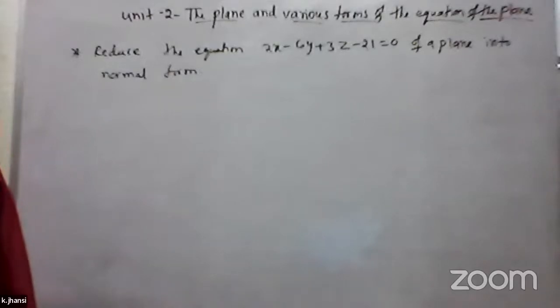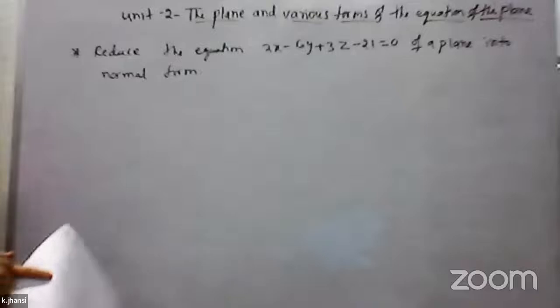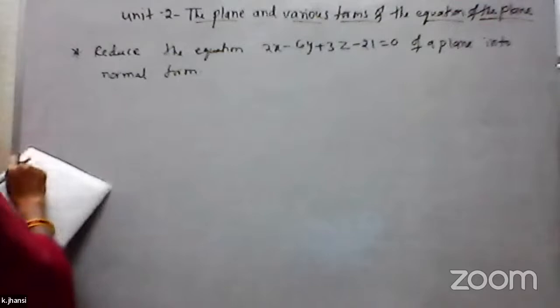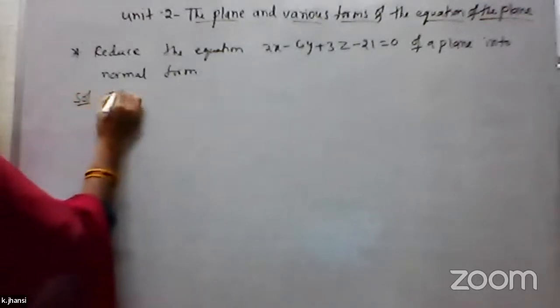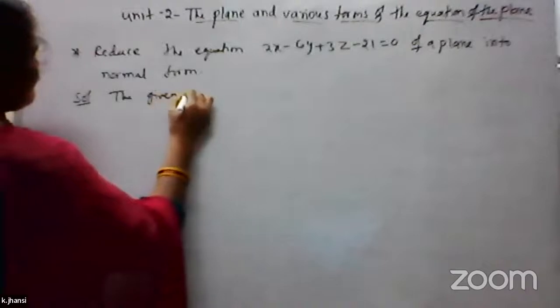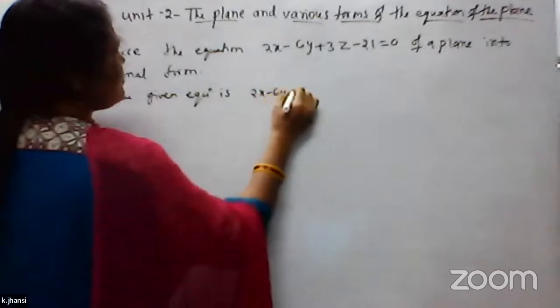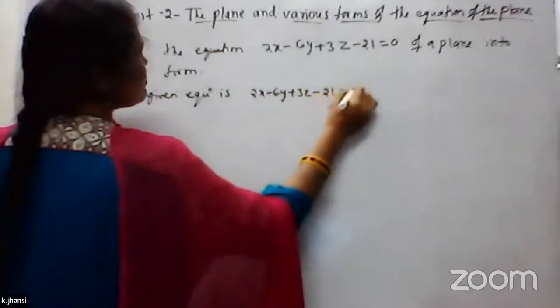So compare the given equation with the equation of the plane ax plus by plus cz plus d equals 0, and you find what the values of a, b, c are. These are in the example problems you have, so try to write that one. That is, the given equation is 2x minus 6y plus 3z minus 21 equals 0.